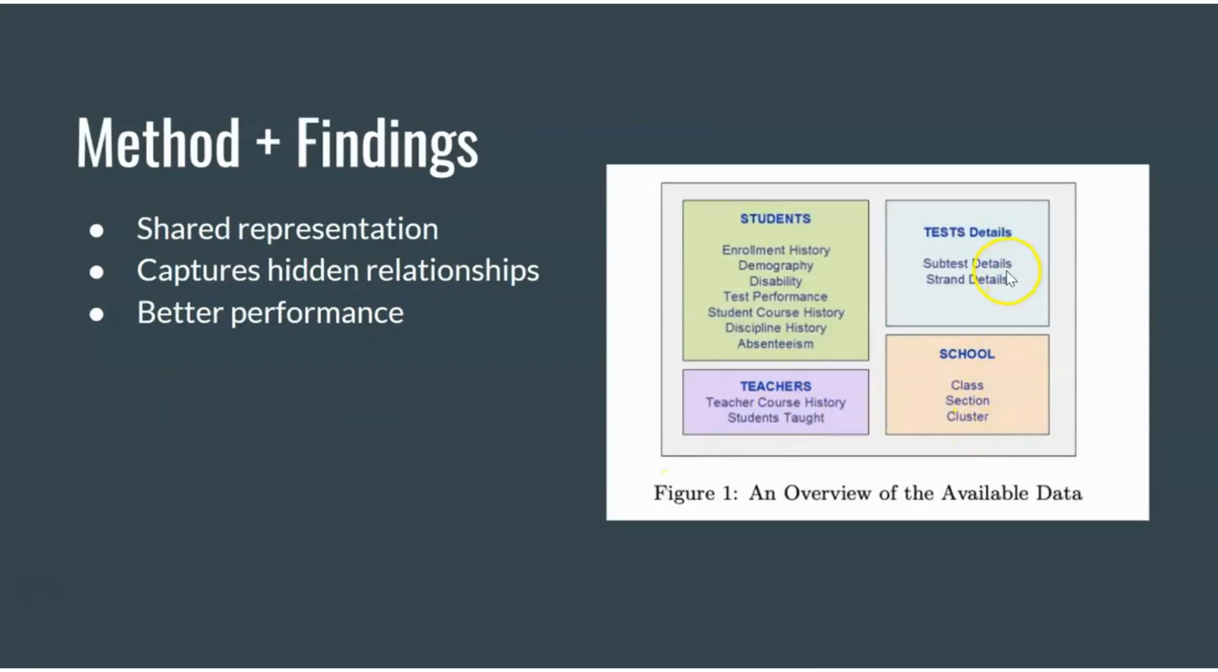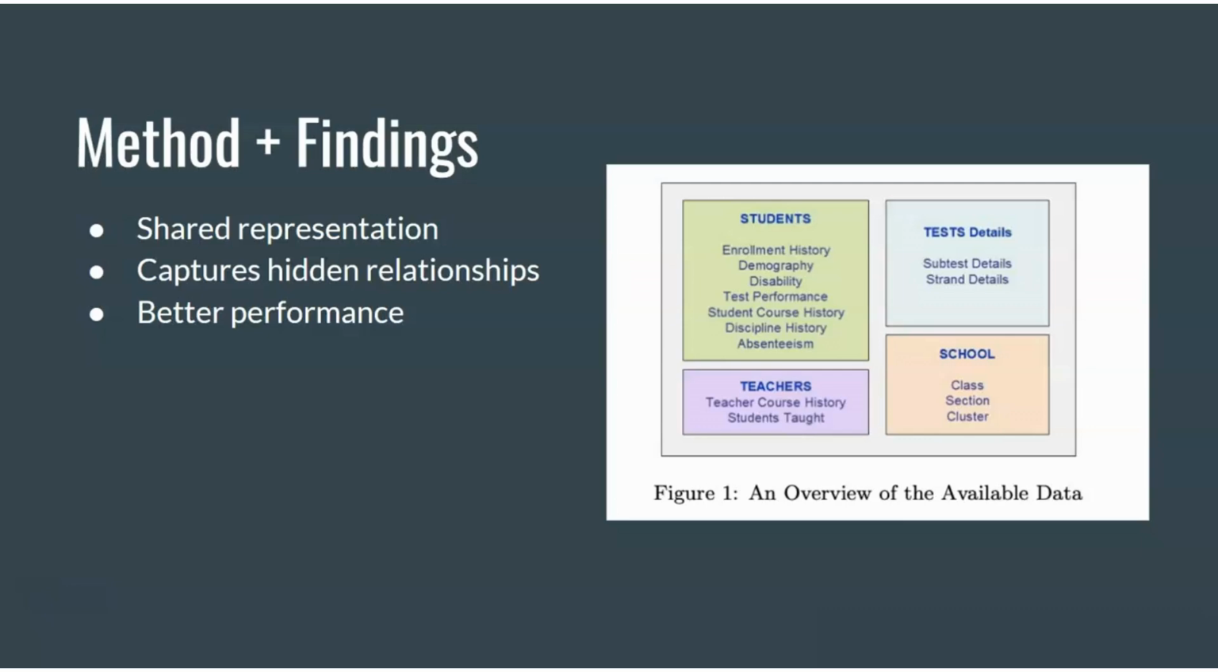Now, if you look at the diagram here, you can see how they organized all that data into four main buckets: student tests, test details, school, and teachers. As the paper mentions, they pulled all of this from a central data warehouse. This allowed them to take over 100 different tables and consolidate them into these four broad categories. The teacher bucket specifically allowed them to link students to their specific instructors and course history, while the student bucket tracked things like enrollment, demographics, and test performance.